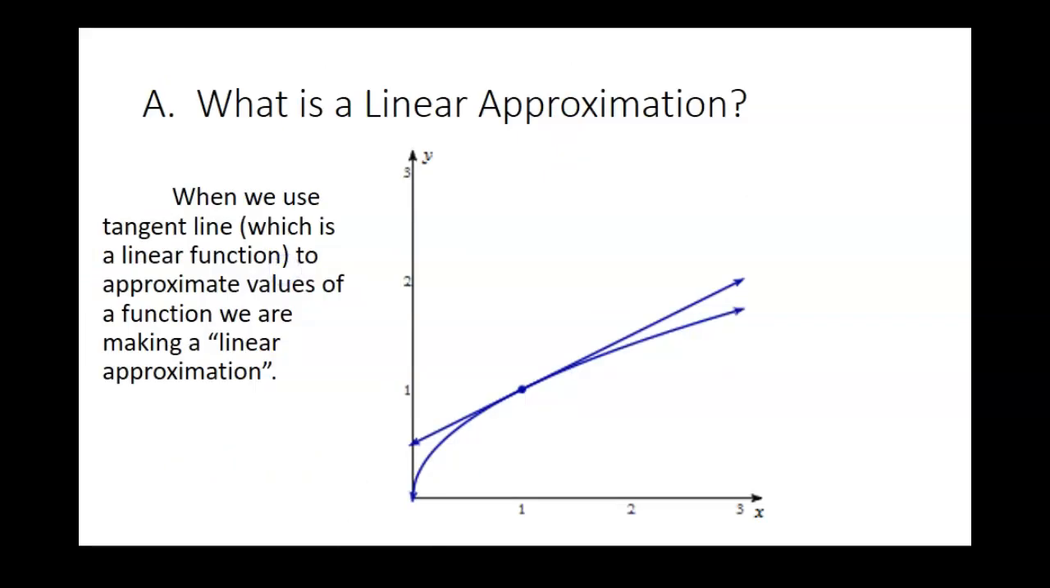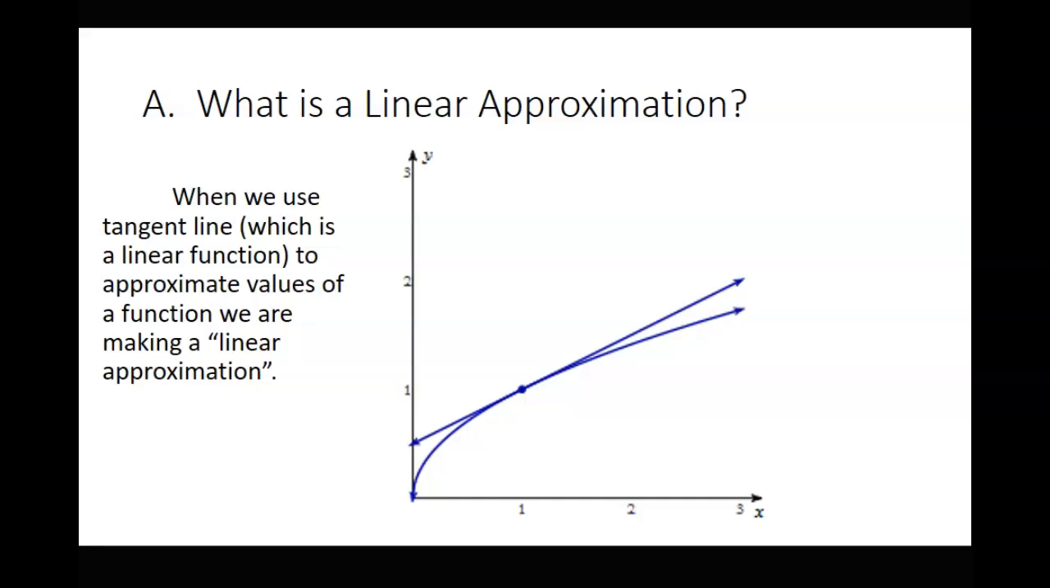What is a linear approximation? When we use a tangent line, which is a linear function, to estimate the values of a function, we are making a linear approximation. So if you guys see here, I've got graphed here some curve, maybe it looks like a square root function, and I've got a tangent line here. Look from here to here. Aren't those lines, the straight line and the curving line, essentially identical? So you can use a linear function to estimate a curving function sometimes, right?